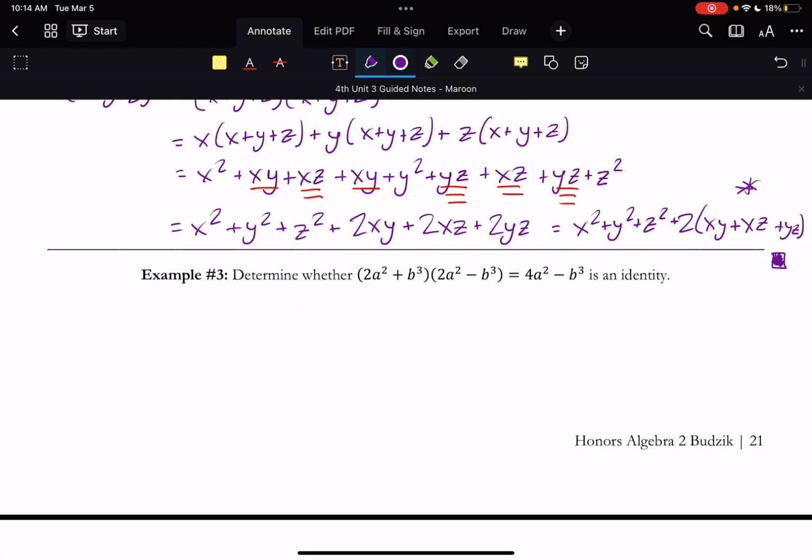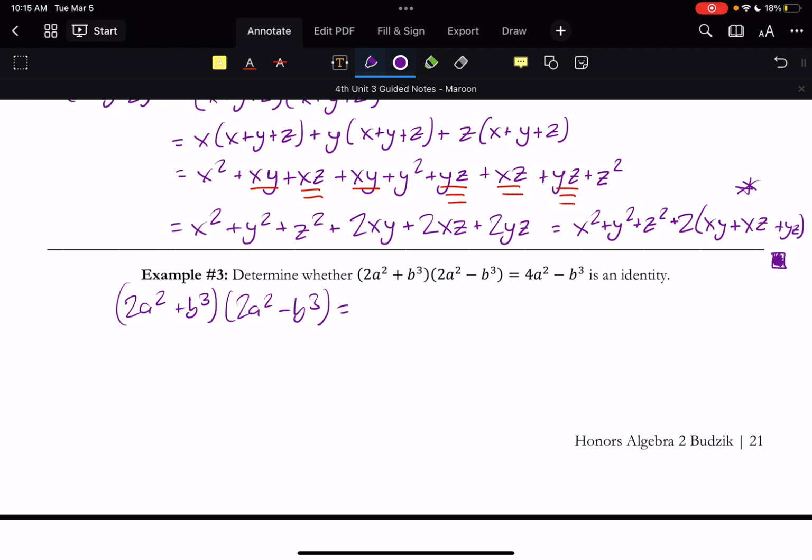Okay, now we're gonna determine if I have an identity here. So if I start with my left side, again, I need to see when I apply all my algebraic properties, do I get the other side? So I have (2a squared plus b cubed) times (2a squared minus b cubed). So this is just a binomial times a binomial. So I know that I can just, again, distribute.